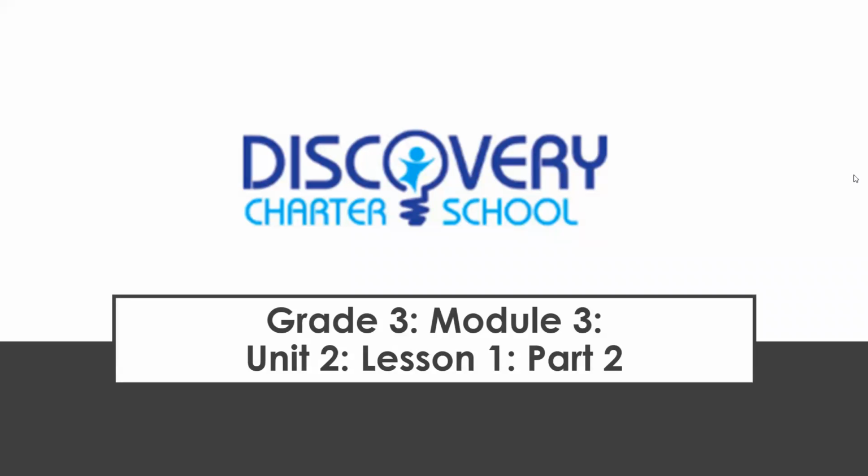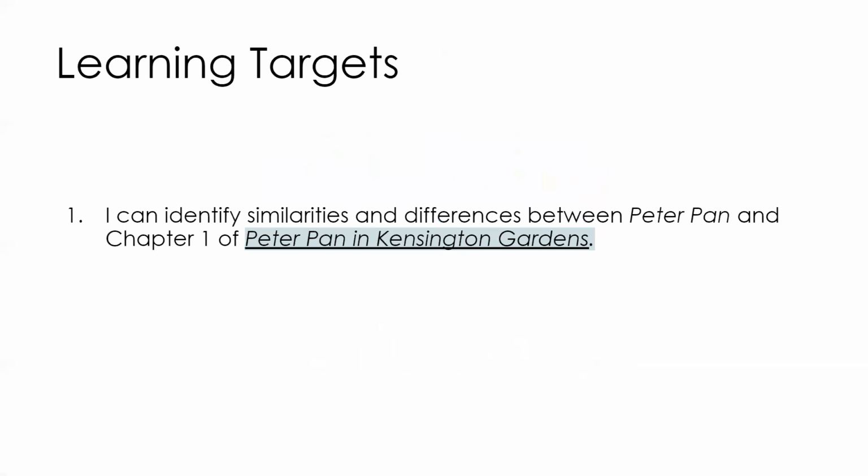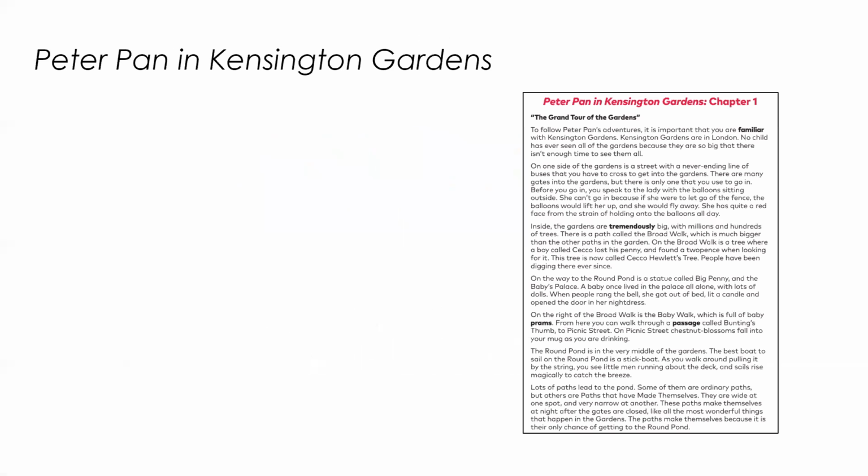Welcome back. Here is part 2 of our lesson. So let's not forget our learning target. I can identify similarities and differences between Peter Pan and chapter 1 of Peter Pan in Kensington Gardens. So again, finding what's the same and what's different between these two texts.